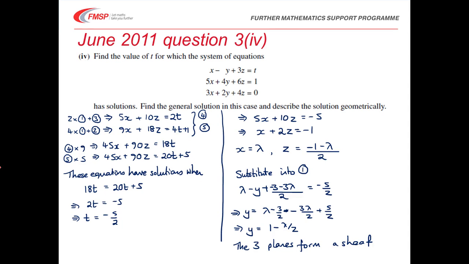For part 4, there is a method mark for eliminating one variable in 2 different ways to get 2 equations. There's an accuracy mark for doing that correctly, and there's then a method mark and an accuracy mark for any valid continued working to find a value for t. There's then a method mark for getting a general solution in terms of lambda, and a mark for correctly describing that geometrically as forming a sheaf.